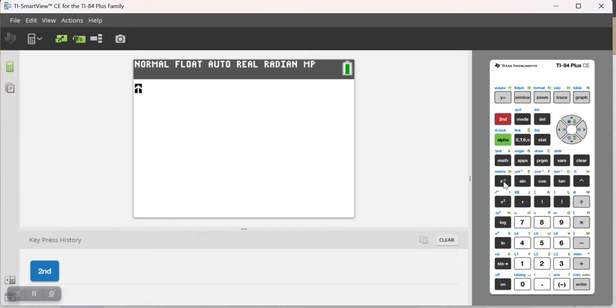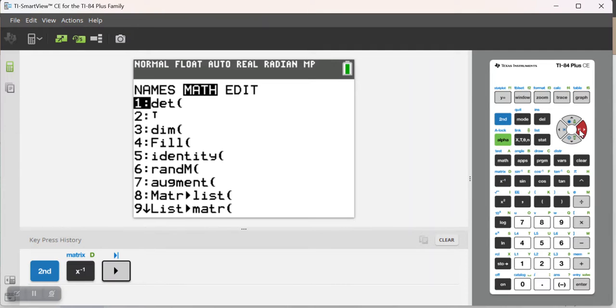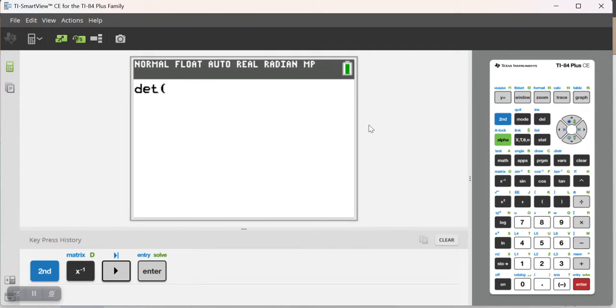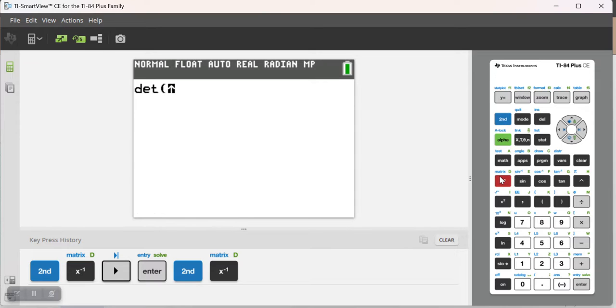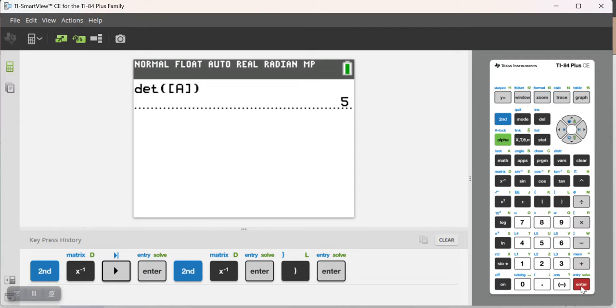So if I go to second matrix, and I go to math, and I want to know the determinant of matrix A. All right, and the reason this matters is if this is 0, then A doesn't even have an inverse, so don't try to find one. If it's anything other than 0, then A does have an inverse, and you can then calculate it using the calculator. So the determinant of matrix A happens to be 5, that's non-zero, so A has an inverse.